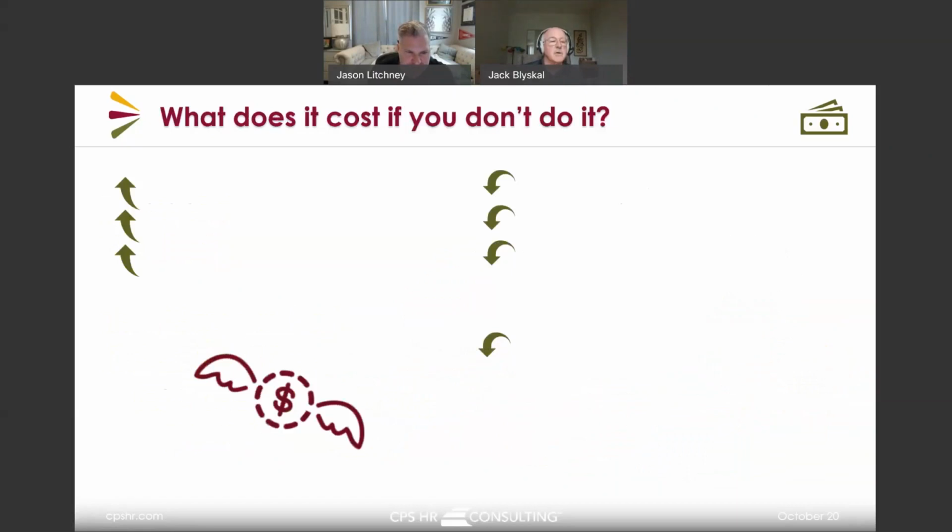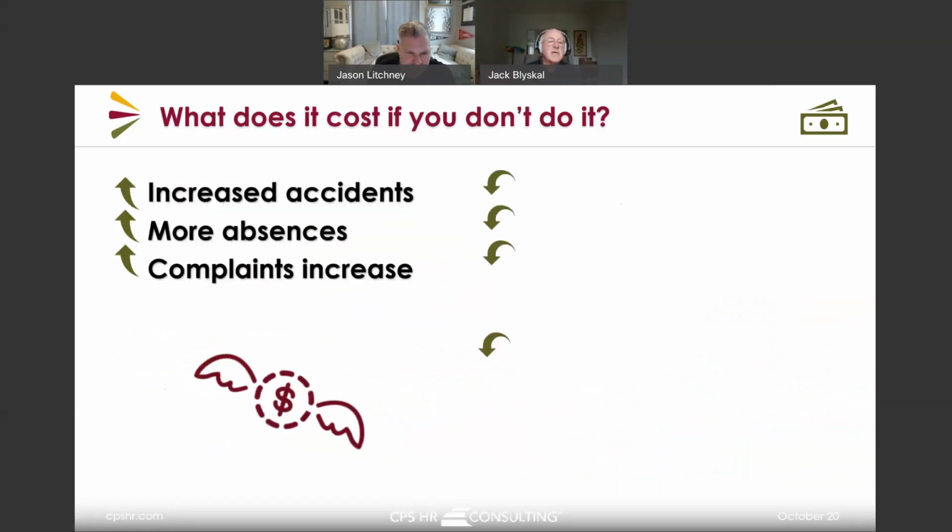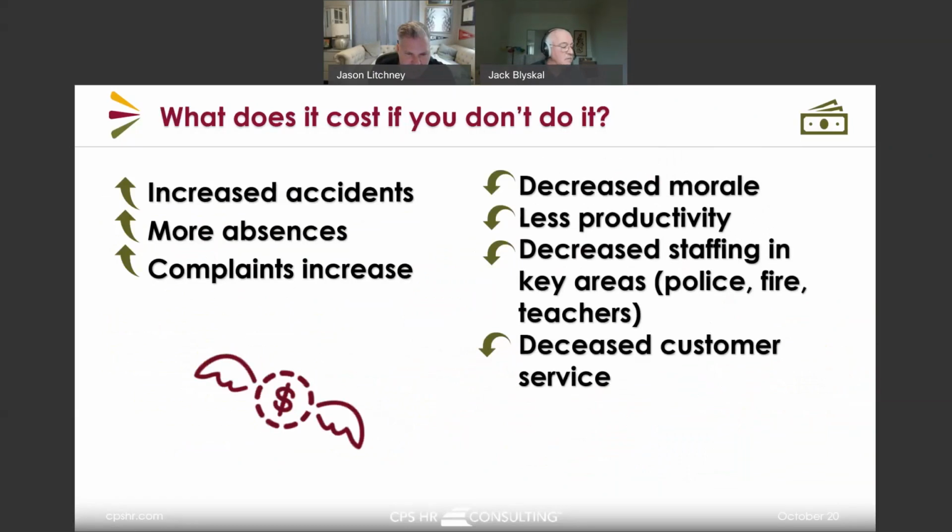What is the cost if you don't do it? Well, you have increased accidents, more absences, and complaints about your service increase. You have decreased morale in your organization, less productivity because of people either addressing the injuries or the accidents or not being there. You have decreased staffing in key areas. And think about police, fire, and teachers. What happens if one of those is gone? And then you ultimately have decreased customer service, which relates to the increase in complaints on the left side of the slide.